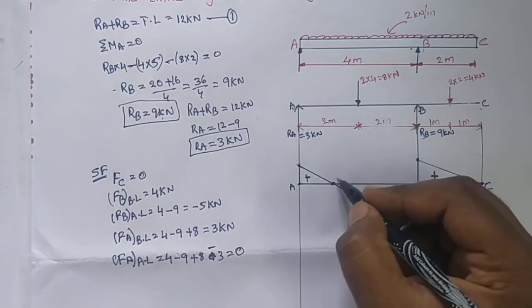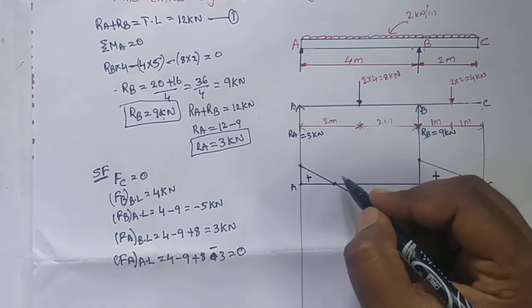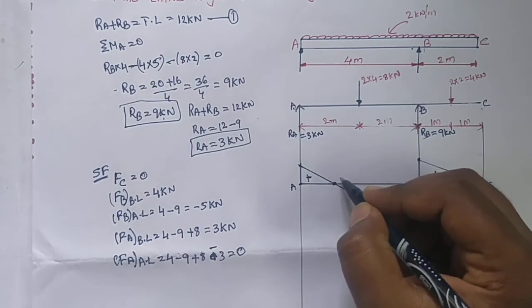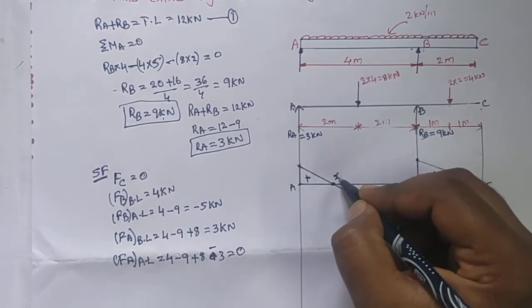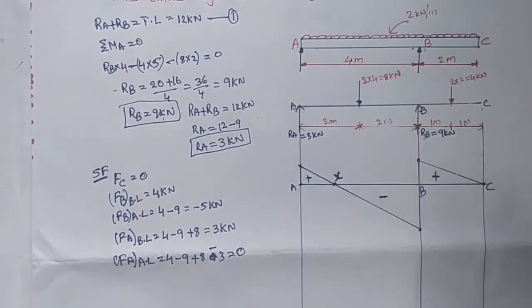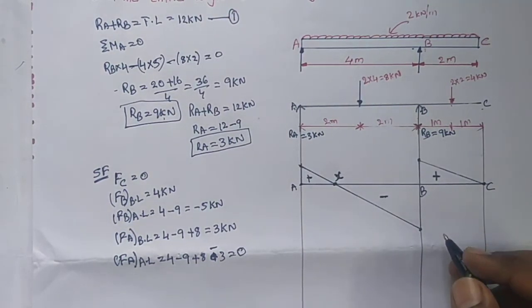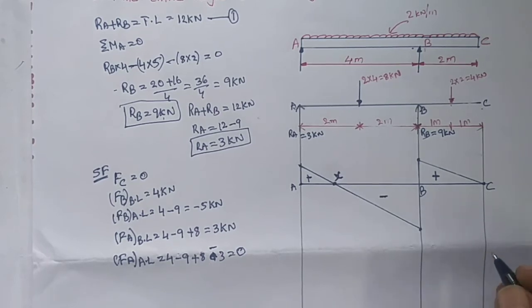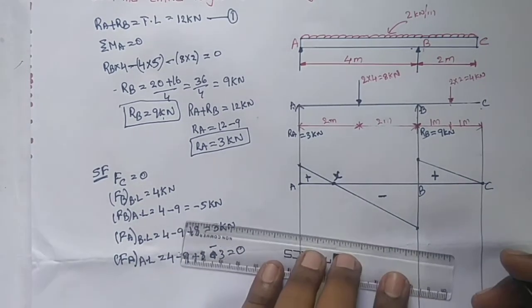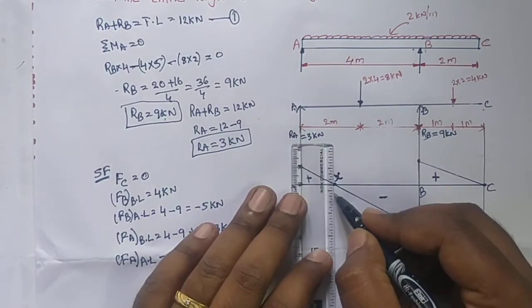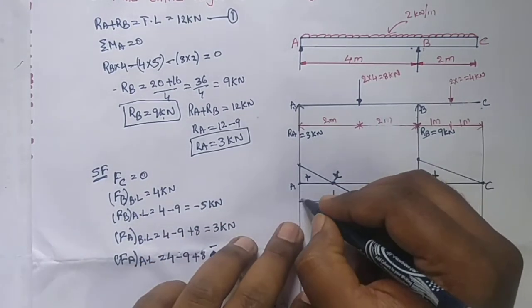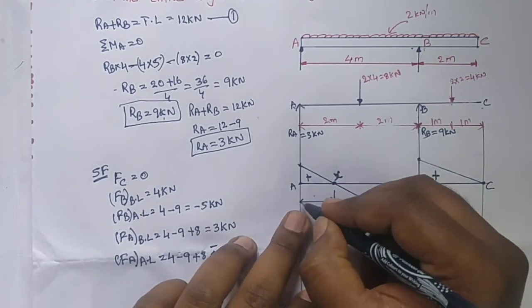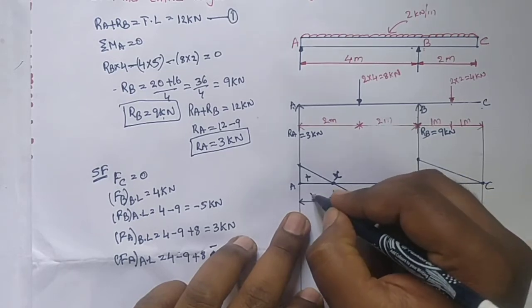At this point the shear force is 0. I am taking this point as X. At this point the shear force is 0. We need to calculate the distance from this point to the nearer point. The nearer point is A. Taking from this point to this point, the distance is Y.